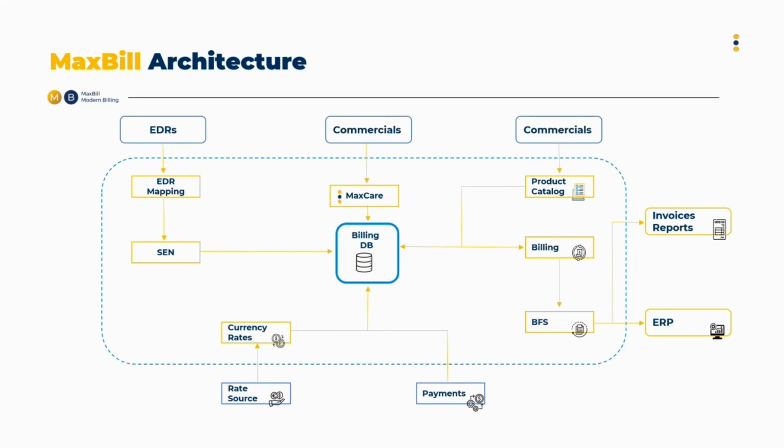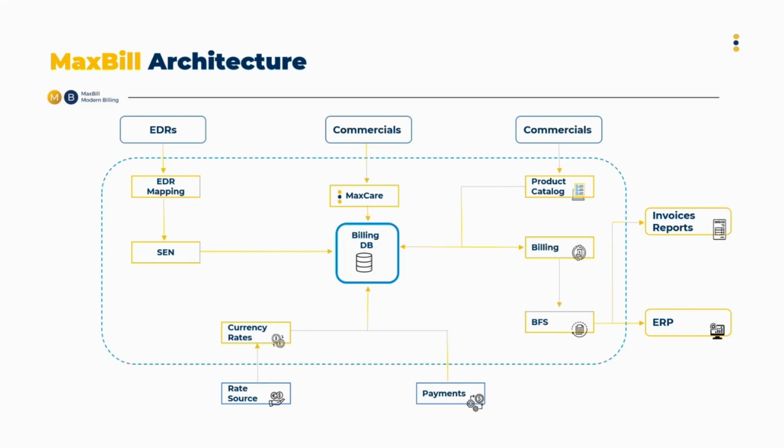At the top of the architecture, we see commercials. Commercial logic is defined through two primary modules. First, MaxCare, which is the CRM and contract management layer. Here we define customers, contracts, billing cycles, currency rules, jurisdictional settings, and tax configurations.